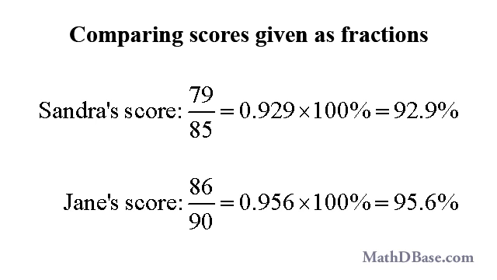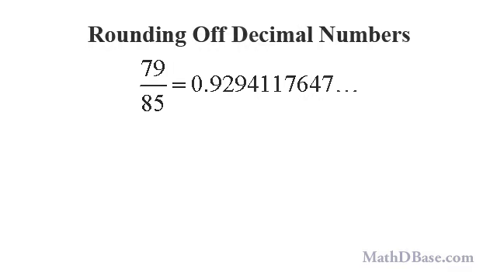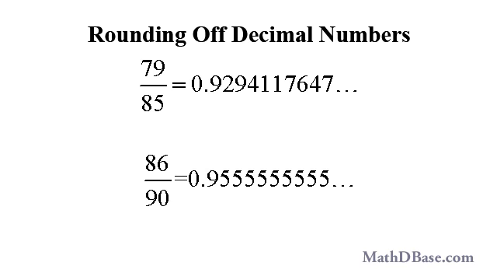When converted to percents, Sandra's score was 79 over 85, which equals 0.929 times 100%, or 92.9%. And Jane's score was 86 over 90, which equals 0.956 times 100%, or 95.6%. Both percentages have been rounded off to one decimal place. In the last example, we rounded off the decimal equivalents of 79 over 85 and 86 over 90 to one decimal place. Each is a non-terminating decimal.